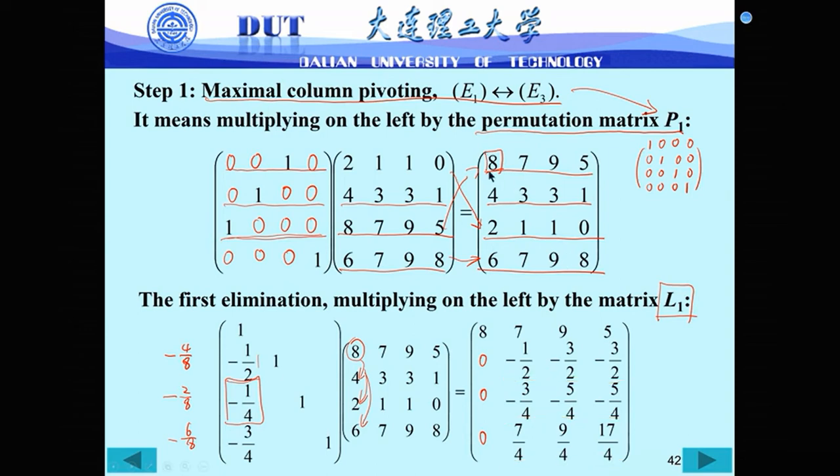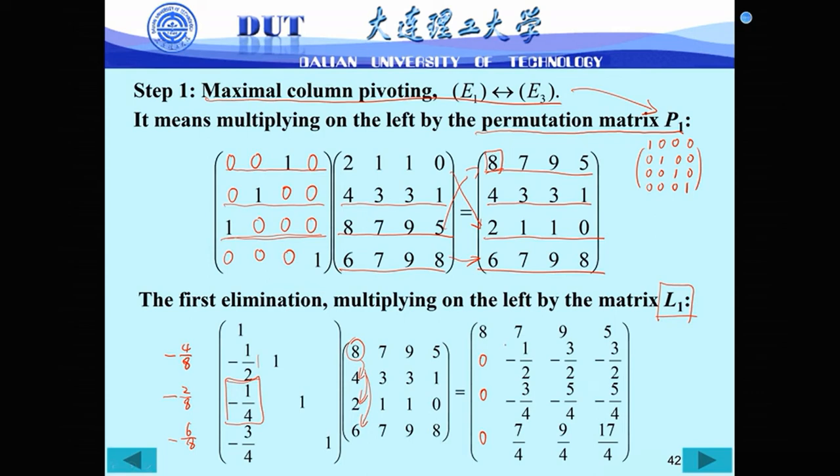Pivoting, partial pivoting or column pivoting. Choose new pivot 8 and first elimination. Are you clear? First step. You should know the difference is here: we choose the new pivot before elimination. Okay, let's come to step 2.